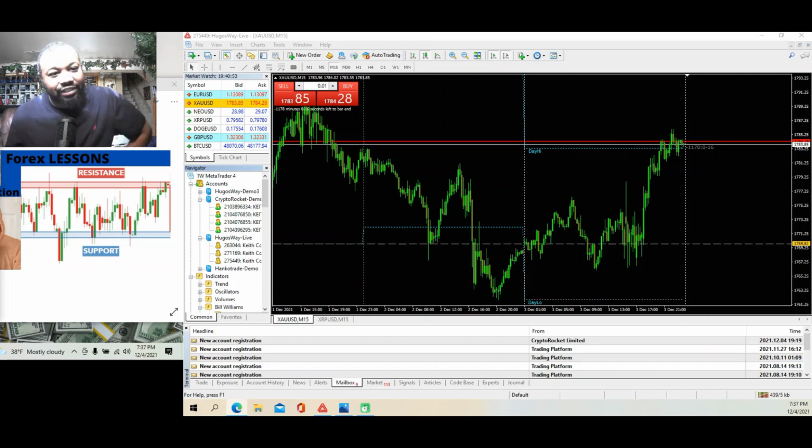So support and resistance, you would like to know what support and resistance is. Simplistically, it is key levels in the market. So key levels in the market. It's one of the most widely used concepts in trading, support and resistance.